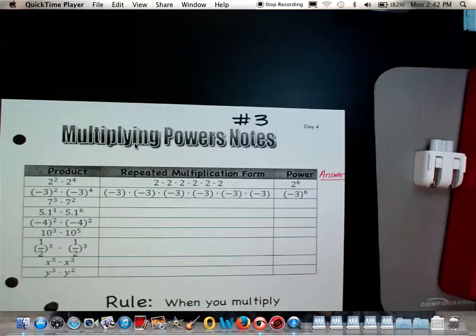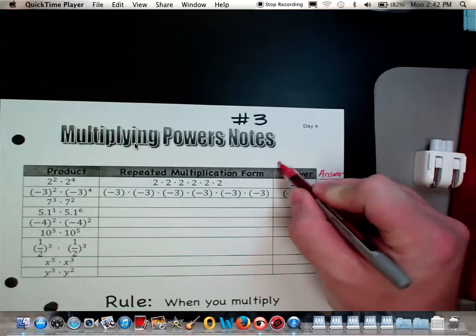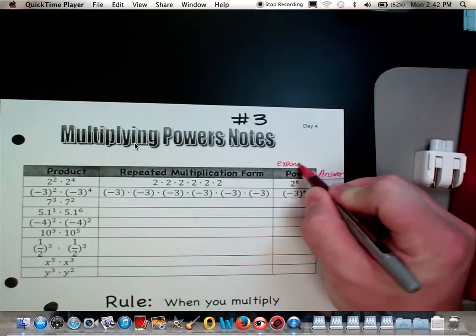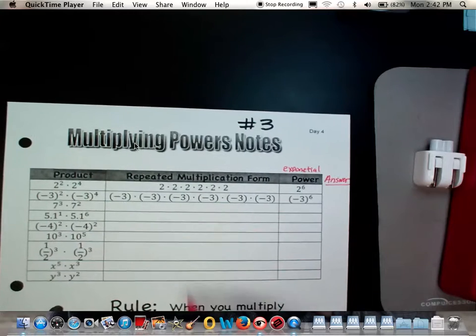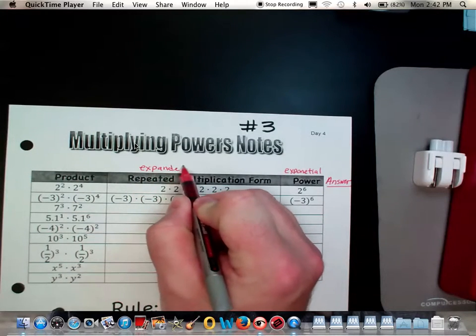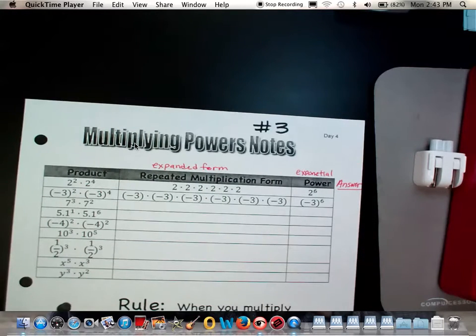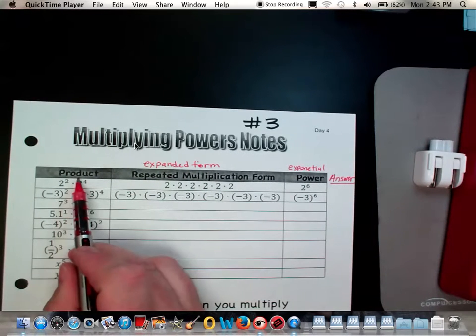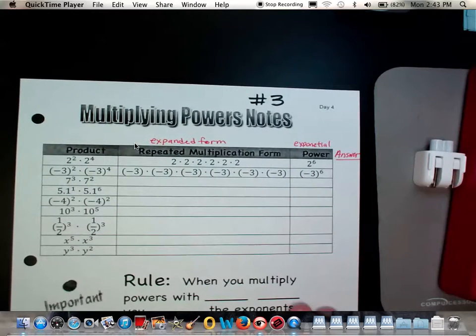All right, so we have a little bit of work that we're going to have to change around here. This is the power. That's exponential form. This one right here is in expanded form. And we're just going to leave this one as product. Okay, so let's go ahead and fill in our chart here, and let's take a look at what we did.